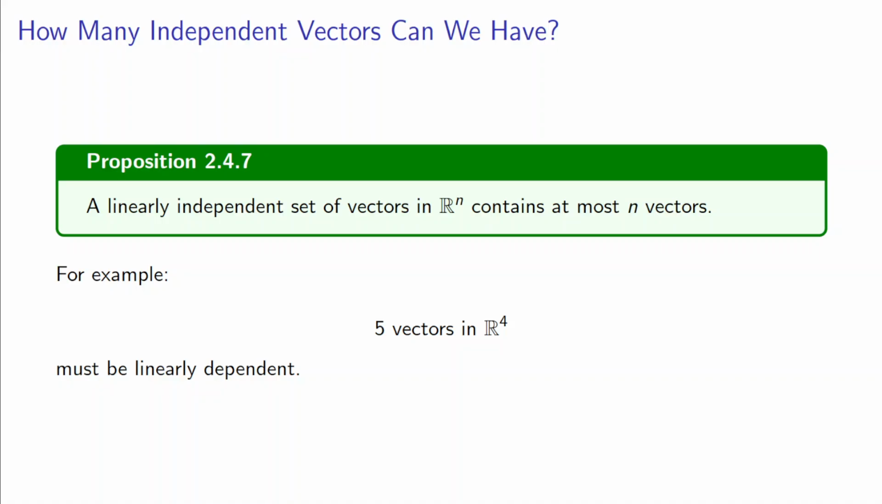This is not an if and only if, so it's certainly possible that 2 vectors in R2 are linearly dependent, or 3 vectors in R3, or 2 vectors in R3 are linearly dependent. But once you have more vectors than the dimension of your space, then they are guaranteed to be linearly dependent.